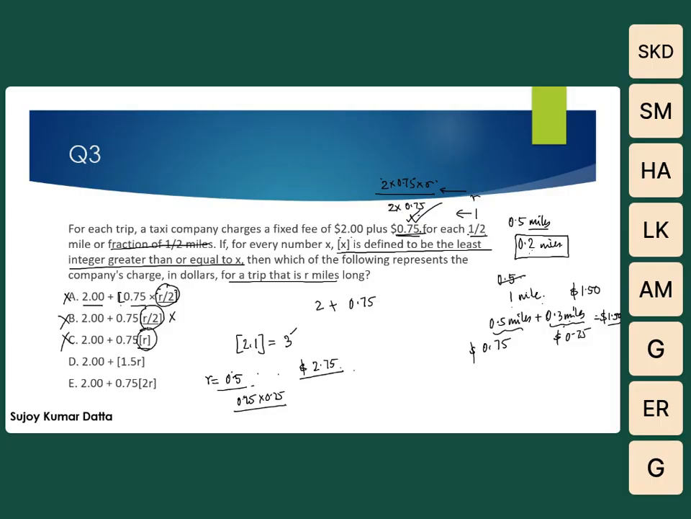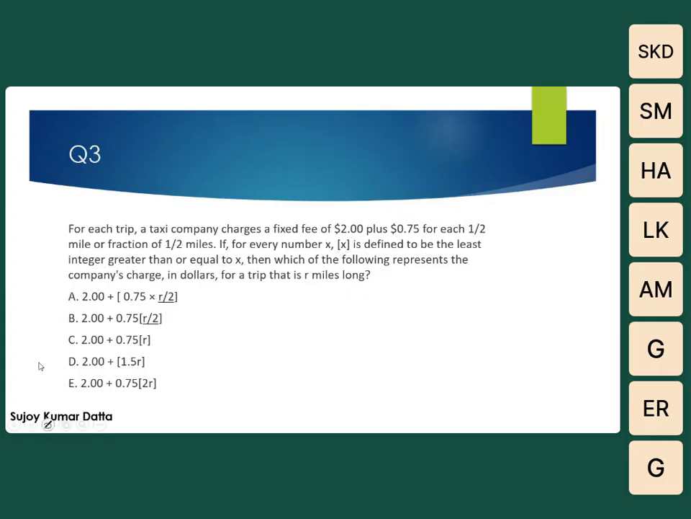You don't need to really plug in numbers to check that. So the basic choice is between these two. So which one do we have? So if I take, let's say, the distance to be 1 mile, then your actual cost should have been $2 plus, for half a mile it's 75 cents. For 1 mile it will be 1.50. So it will be 3.50.